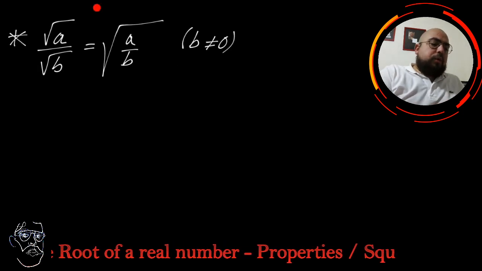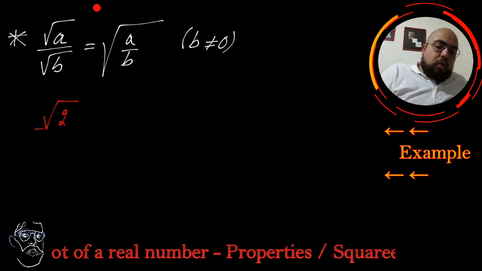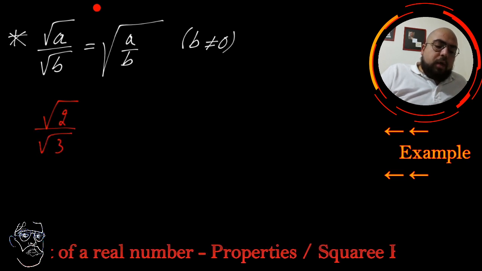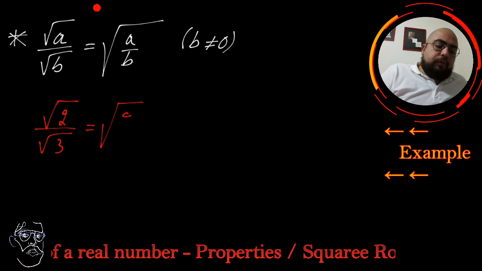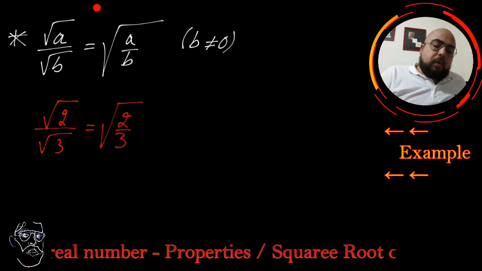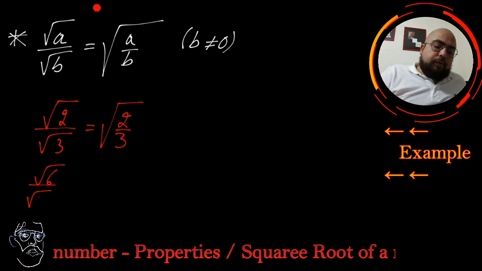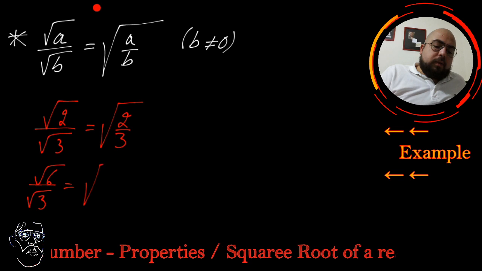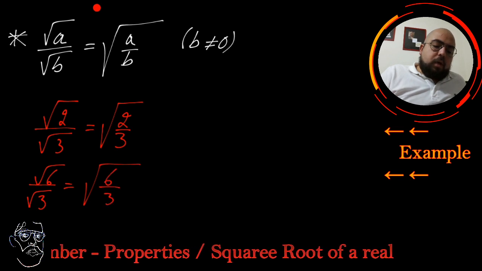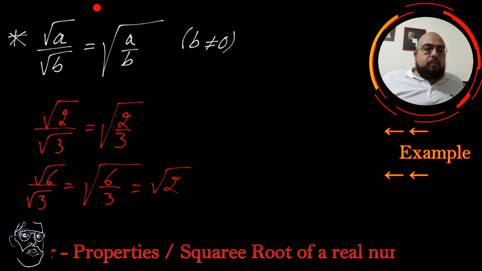The square root of 2 over the square root of 3, it can be written as the square root of 2 over 3. Similarly, when we have the square root of 6 over the square root of 3, it can be written as the square root of 6 over 3, so it's the square root of 2. Alright?